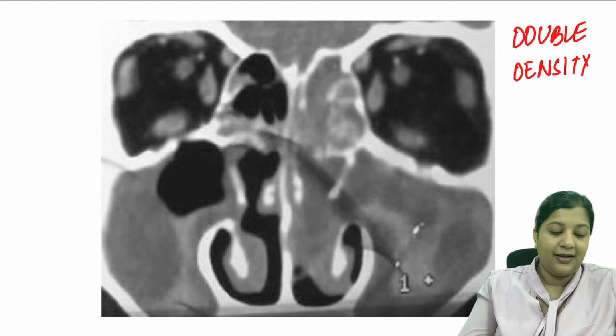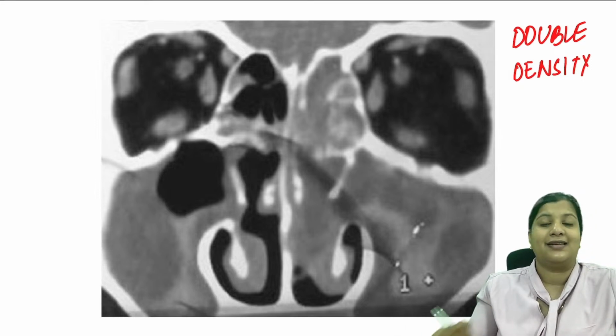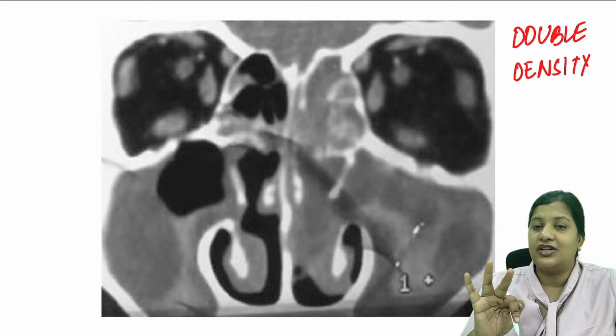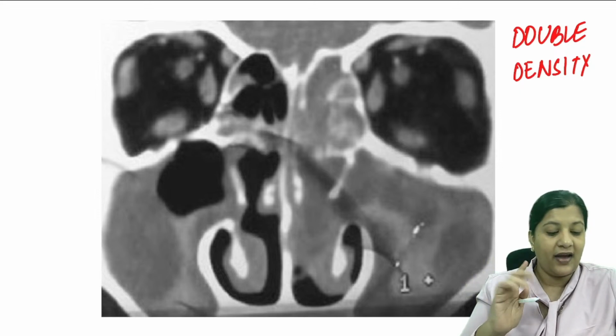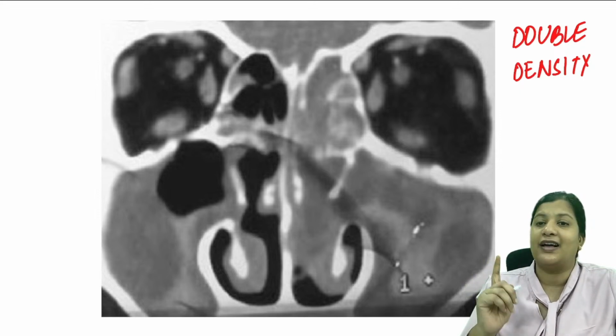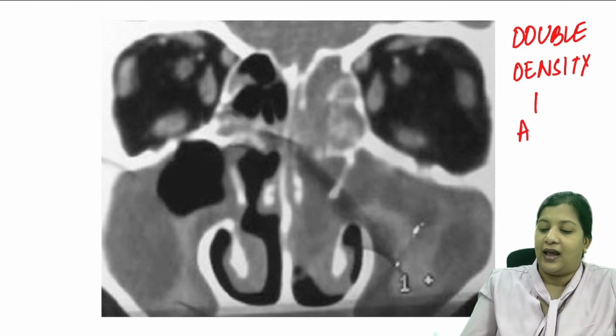Anybody? Debankita Das, you are right, it is sinusitis. But what type of sinusitis? Is it acute, chronic, allergic fungal sinusitis? What do you think? Very good, Tausif. It is allergic fungal rhinosinusitis. So whenever you have double densities, very good, you should think about AFRS.